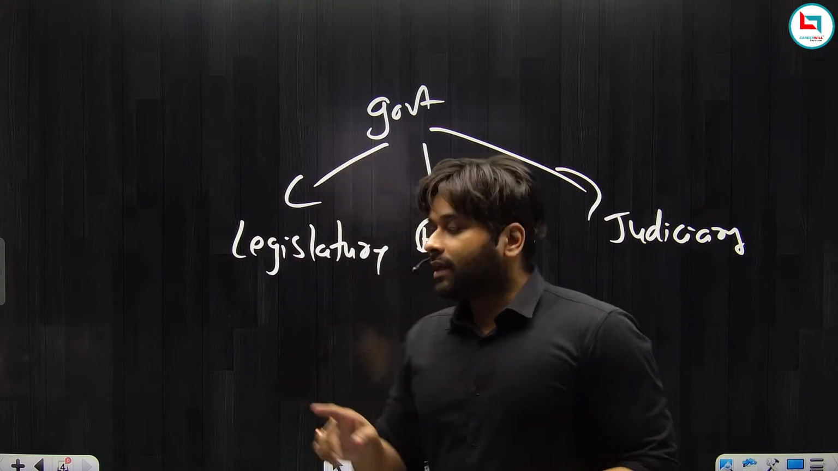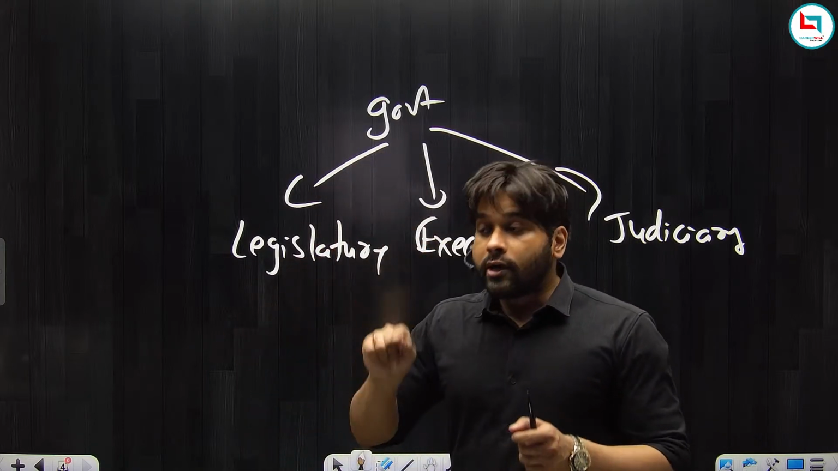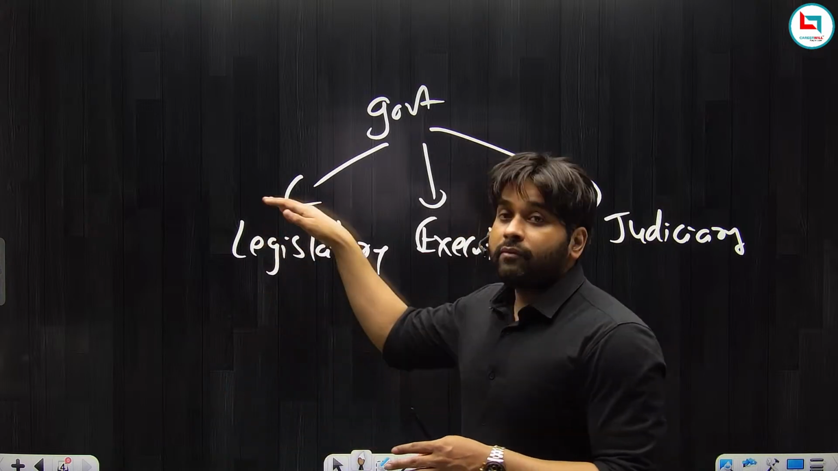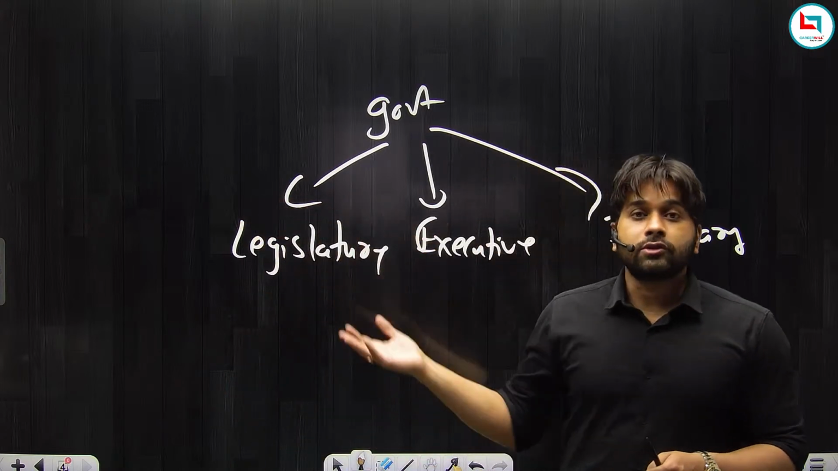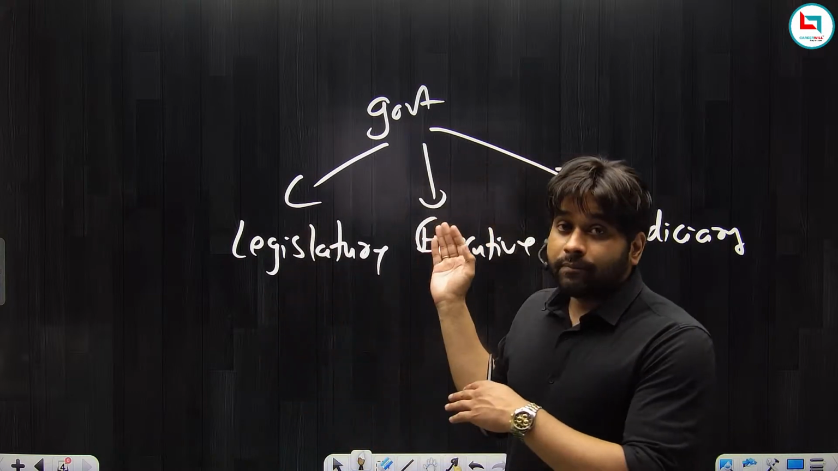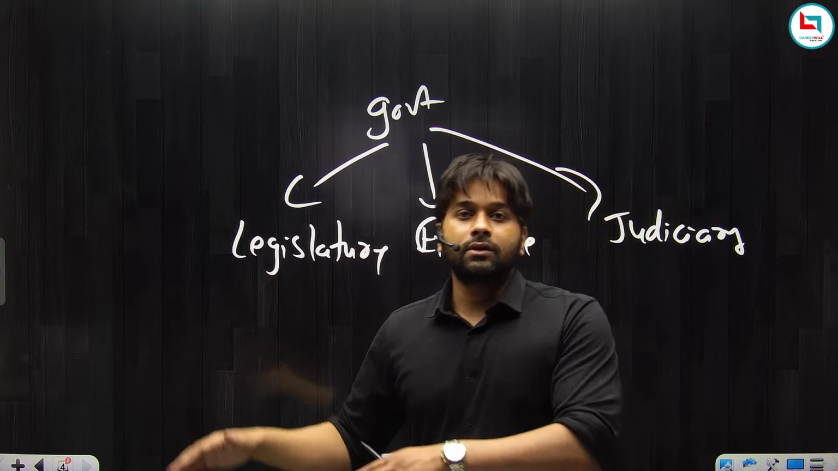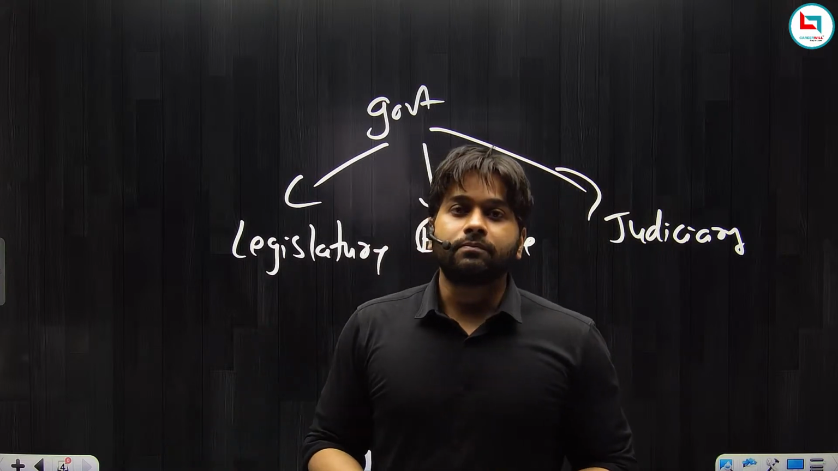So ideally, they are required to function according to the constitution. They are required to make law according to the provisions of constitution. They are not above the constitution. So it is for the judiciary to ensure that these two organs function according to the provisions of the constitution.